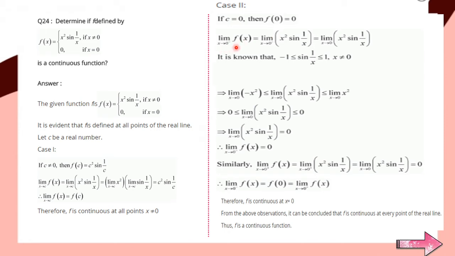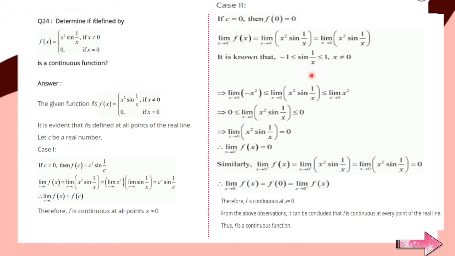Now let's talk about the left hand limit. Limit x tends to 0 minus f(x), definitely when x is not equal to 0. When we apply the left hand limit, x tends to 0 minus, the value of the function changes to this: x square sine 1 by x is equal to this thing.